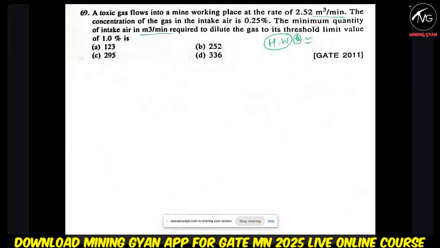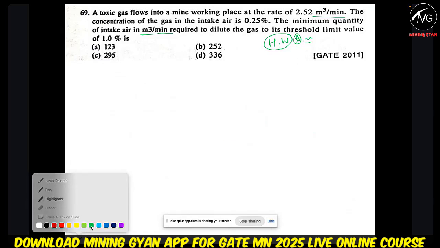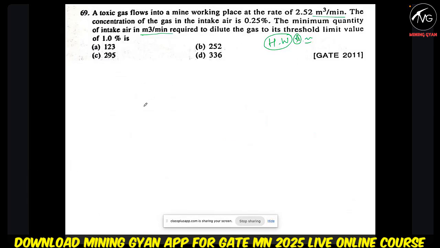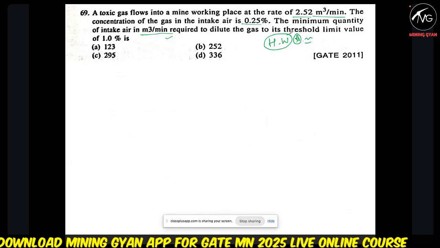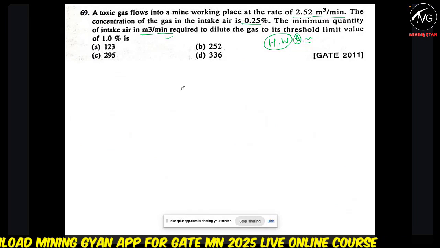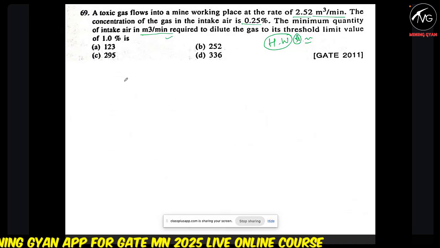Question number 69, which I have given you as homework. I think you have all tried, and if you have not tried, then it's your fault. So in this question, a toxic gas flows into the mine's working place at the rate of 2.52 meter cube per minute. The concentration of the gas at the intake is 0.25%. The minimum quantity of intake in meter cube per second required to dilute the gas to the threshold limit. Okay, so we have to find out the quantity.